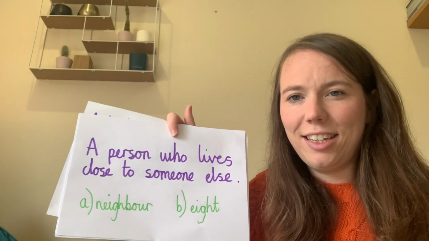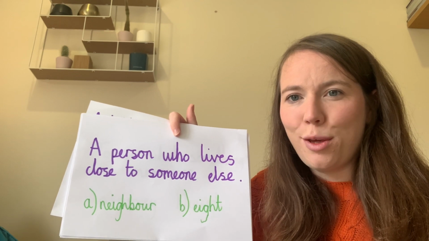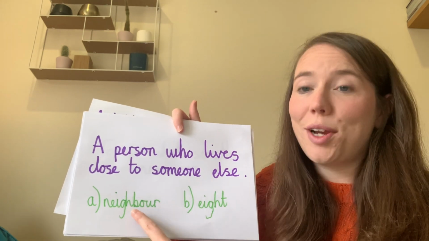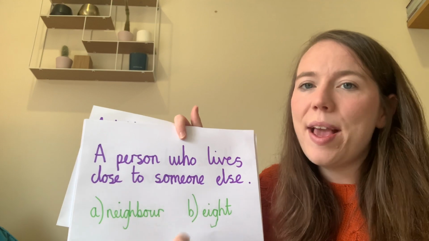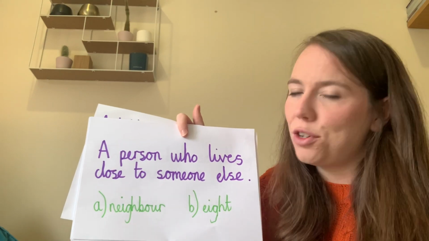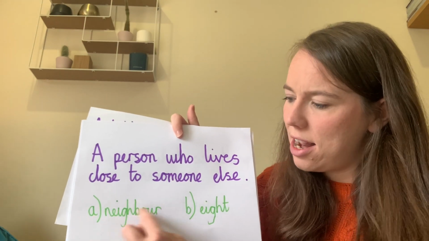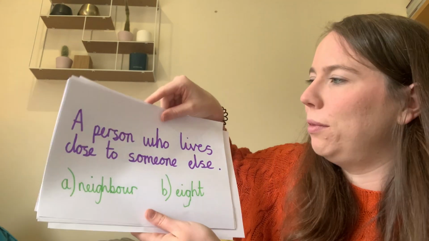Have a go at writing down your answer, neighbour or 8. 1, 2, 3. Well done, you're right. That is a neighbour with the E-I-G-H way to spell the long vowel A sound. Neighbour. Okay, question 4.